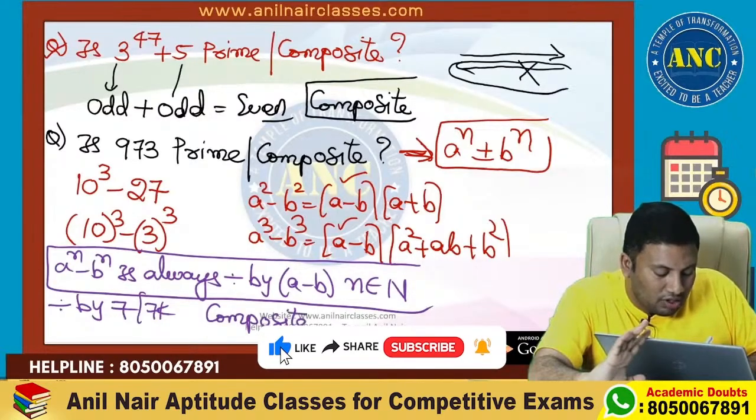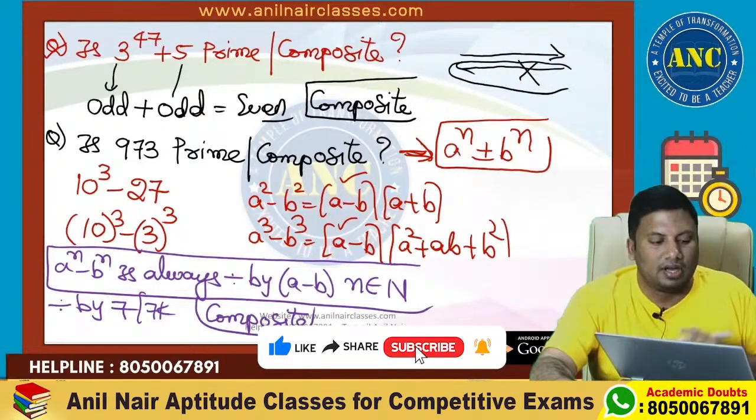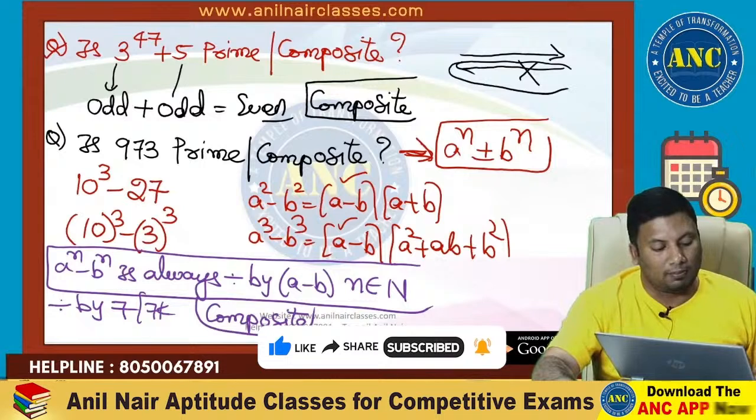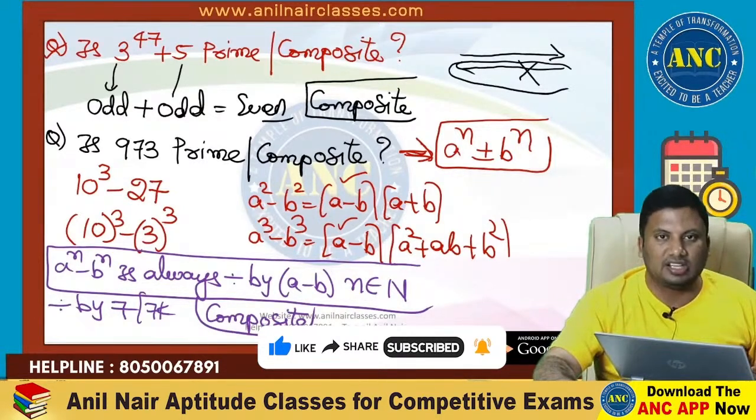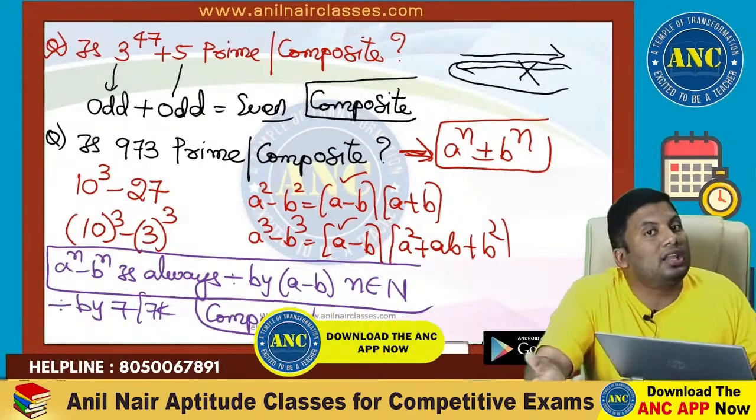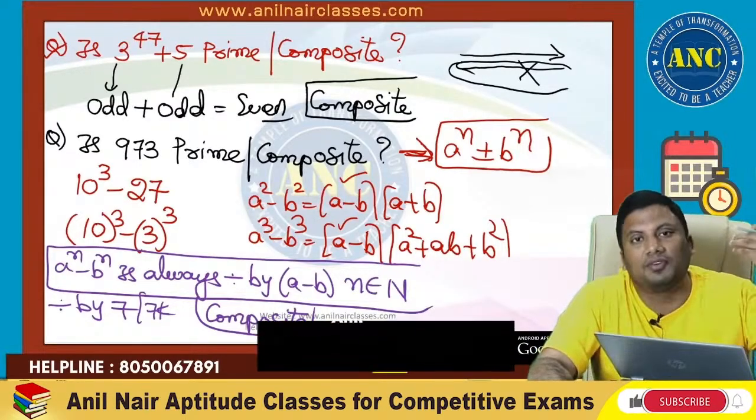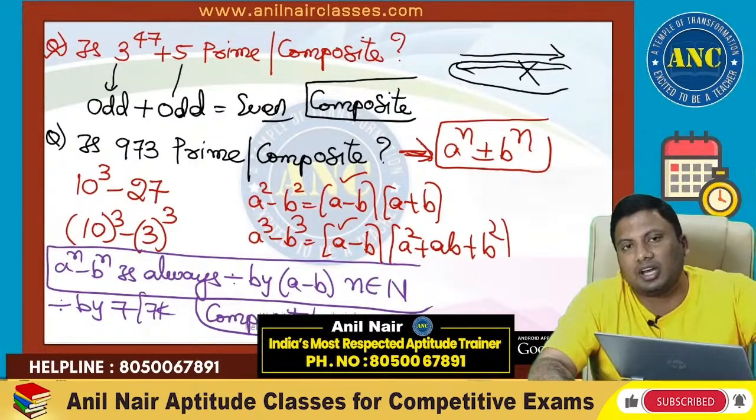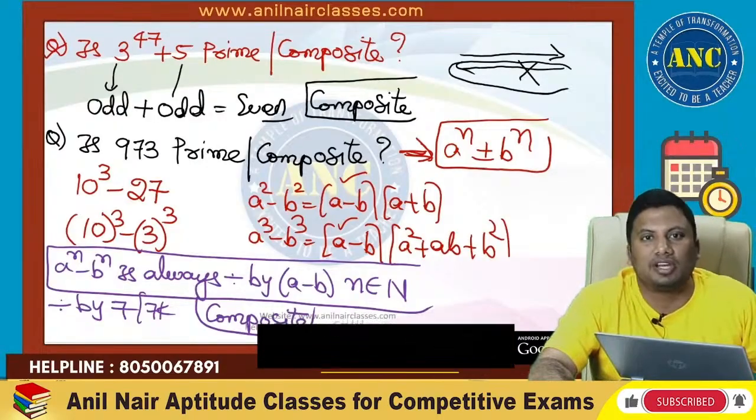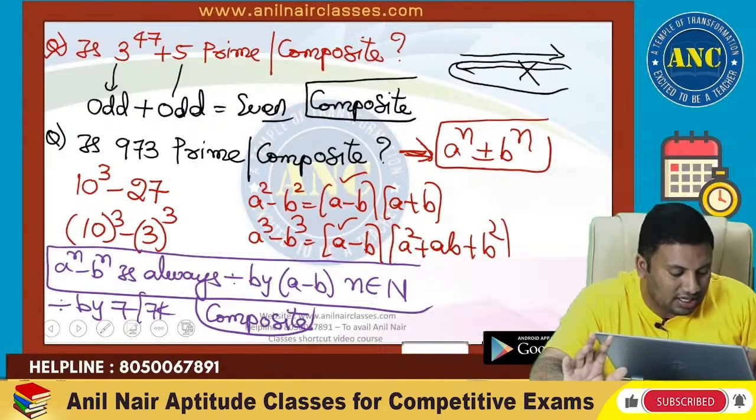This is how you should learn, right? If rule number 1 fails, then rule number 2. Take 10 cube minus 27. Try to see, not all numbers can be written in the form a power n plus or minus b power n. Then we will go to the second rule. I hope the idea is clear. Next one.